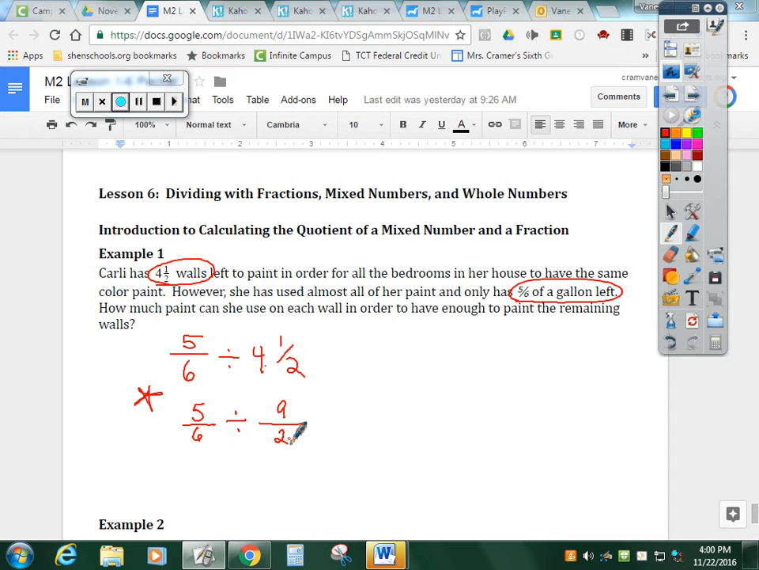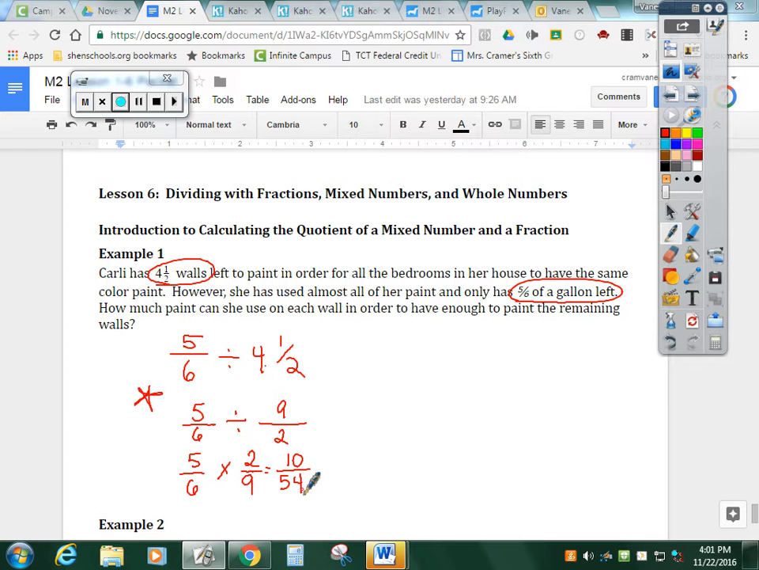Now you can multiply by the reciprocal. You never change what you're dividing, it always stays the same. Division changes to multiplication, and you take the reciprocal of the second fraction, okay? There's 2 ways to do this. First way, you can do top times top, numerator times numerator. 5 times 2 is 10. 6 times 9 is 54.